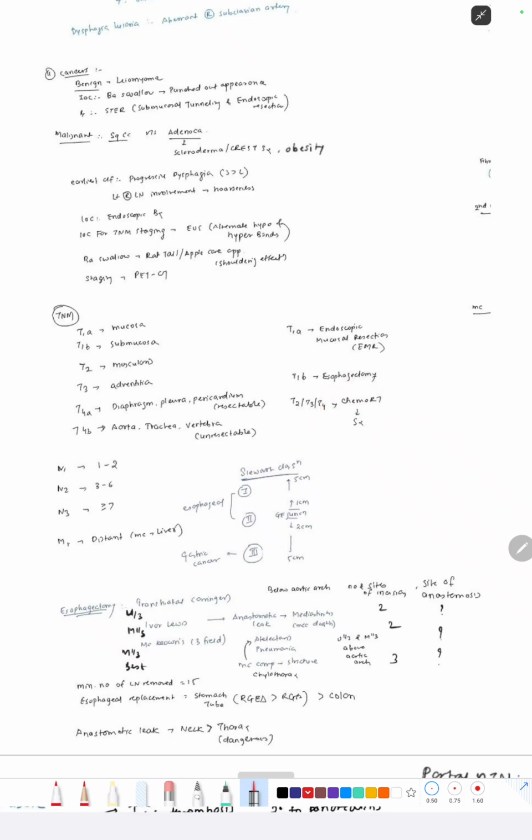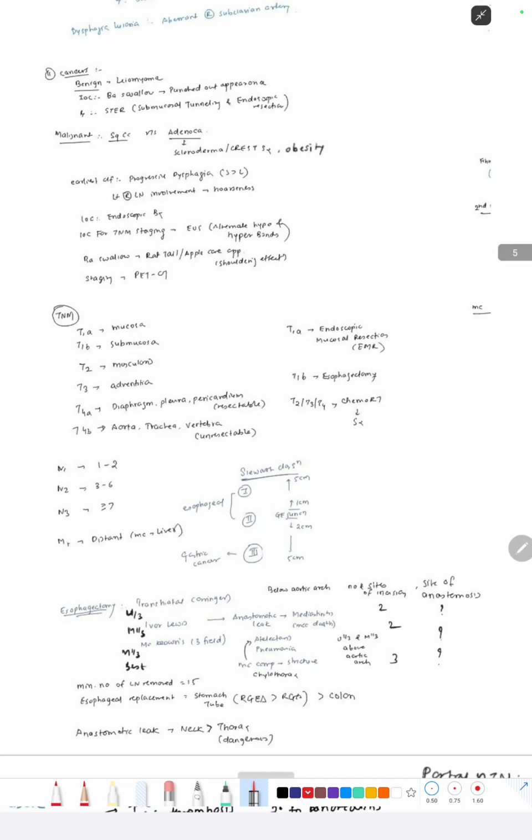Now the Siewert classification. Siewert's classification is based on the gastroesophageal junction. If there is a cancer 1 centimeter above and 2 centimeter below the gastroesophageal junction, that is called Siewert's class 2. In Siewert's class 1, it is more than 1 centimeter above, and more than 2 centimeter to 5 centimeter below is called class 3. So class 1 and 2 are considered to be esophageal cancers, while class 3 you have to treat as a gastric cancer. Then talking about esophagectomy, there are different types of esophagectomy.